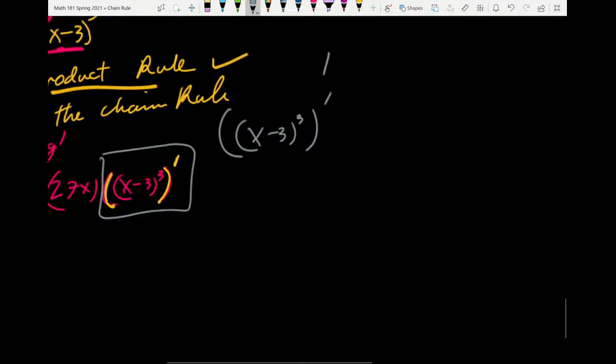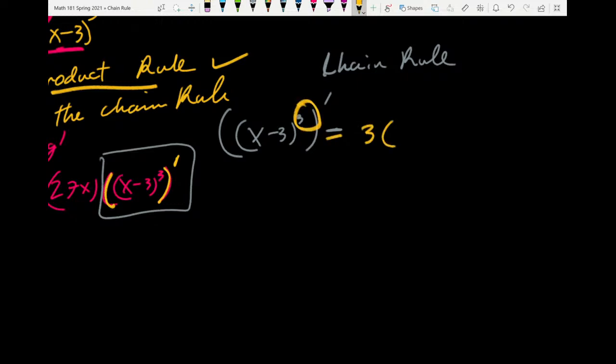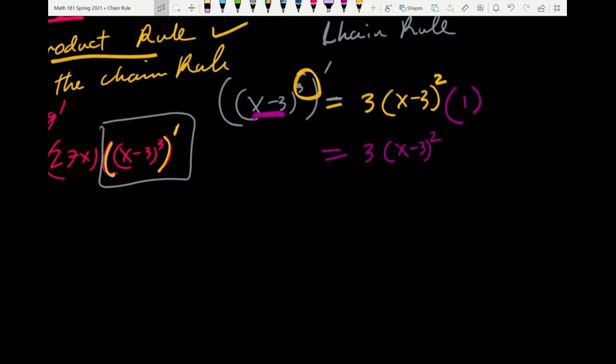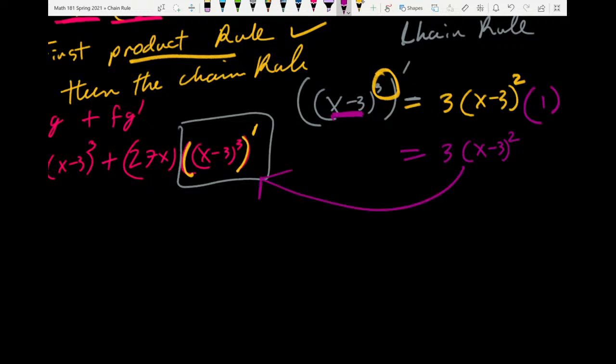That's where we use the chain rule. All right. So if I use the chain rule right over here, this is the outside, so 3 times (x minus 3) squared. And then this is the inside one. That's just 1. So the derivative of that would be 3 minus x. So this information will come back over here.